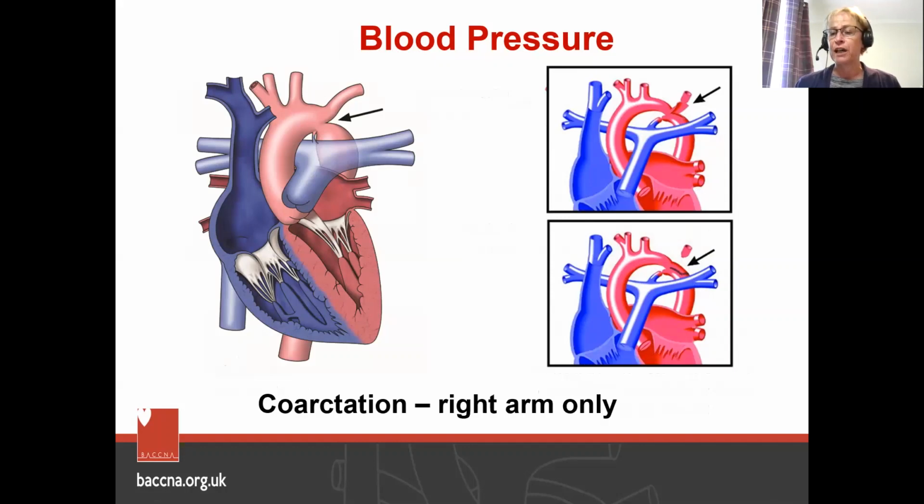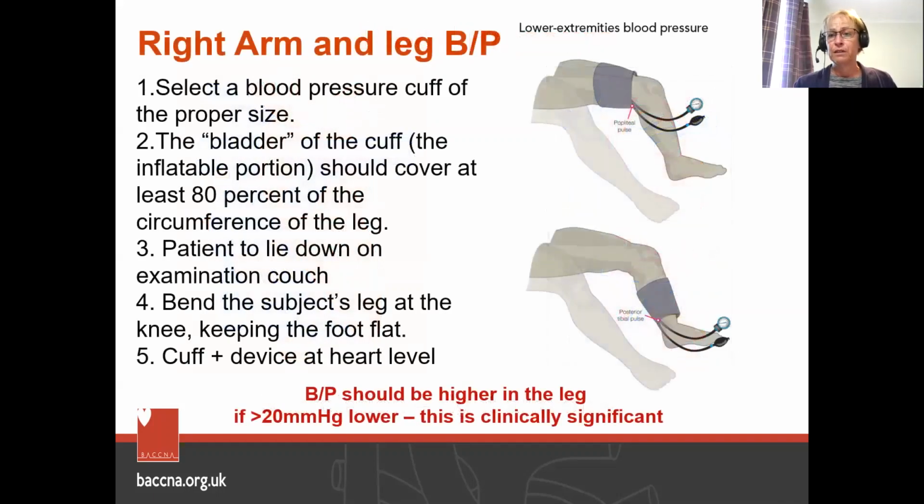And if patients have developed a recoarctation or a restenosis, this can also be reflected in the blood pressure in the left arm. So it's recommended that all patients with coarctation of the aorta should have their blood pressure recorded in the right arm only to ensure an accurate result. Now, sometimes you might be asked to do a right arm and a right leg blood pressure, or you may be asked to do a blood pressure in all 4 limbs.